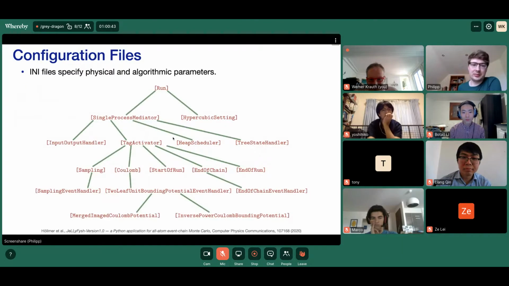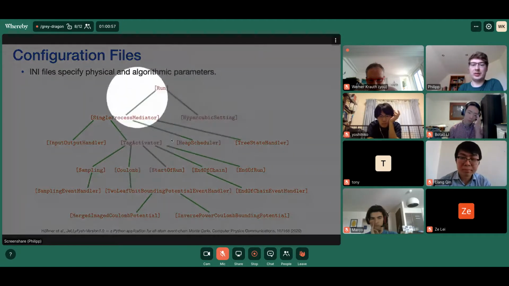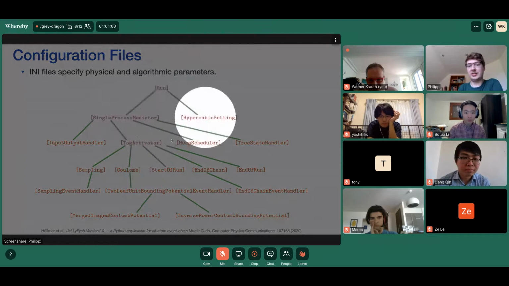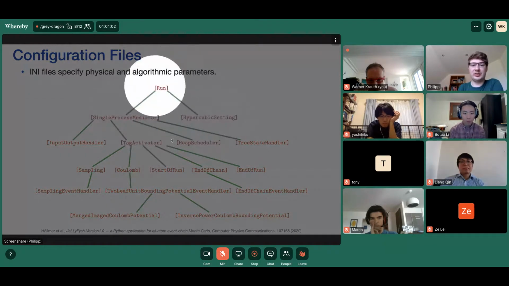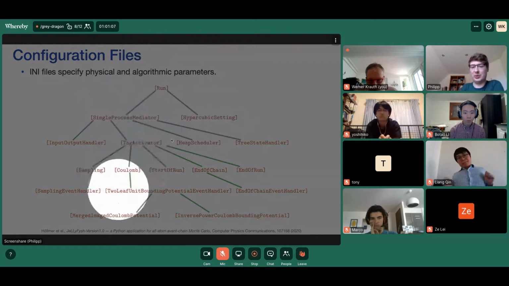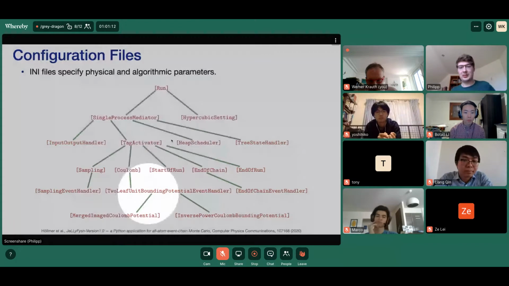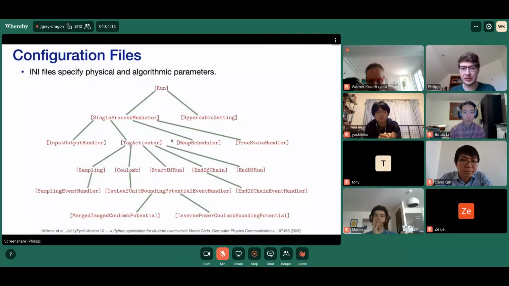But as you've learned, instead of having your configuration file, which might get quite lengthy, you can also draw it as a tree if you want. So we start with the run section at the top, and then we go down the tree one by one. So you saw the single process mediator section at the hypercubic setting. The path we just took went here, then we went to the tag activator, then we went to Coulomb, and then we went to the event handler, and then you saw these two potentials here. But as you can see, I haven't shown you all of the cases, but there is a lot more going on.